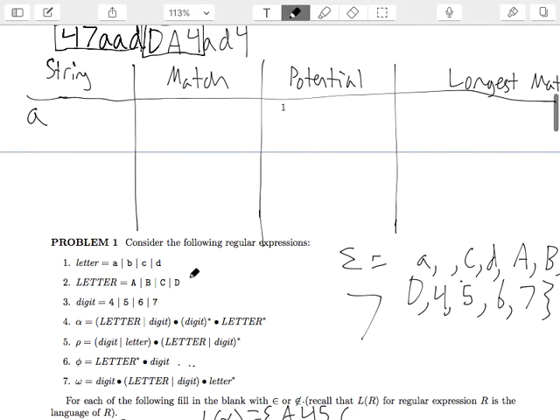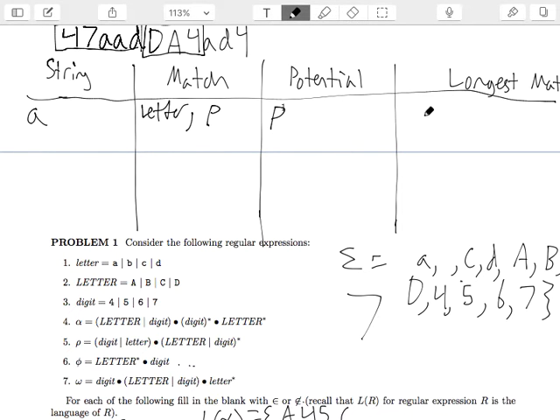So before, all of these are possibly valid, right? Does it match letter? Yes. Does it have the potential to match letter? No, it's at the end. It can only ever match that string. Capital letter? No. Digit? No. Alpha? No. Row? Yes, it matches and has potential. Phi? No. Omega? No, it has to start with a digit. There's no possible way.